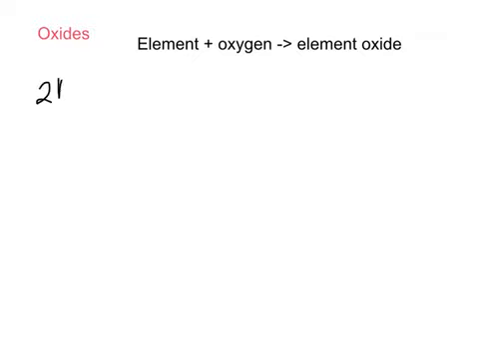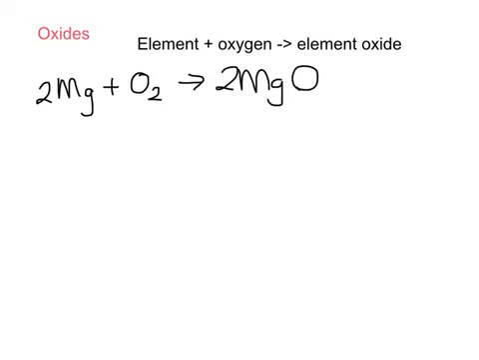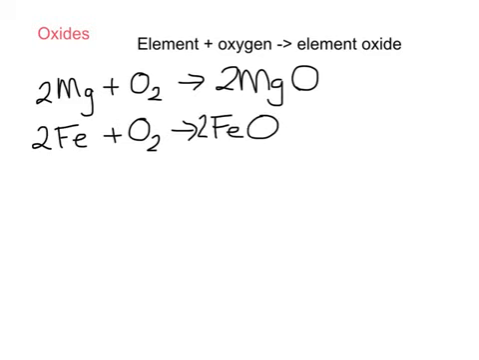The first one, let's look at magnesium. When we burn magnesium in the presence of oxygen, we're going to get magnesium oxide. And another really common one, if we have iron in the presence of oxygen, and of course it needs some water and air, we're going to create rust. So we're going to create iron oxide.